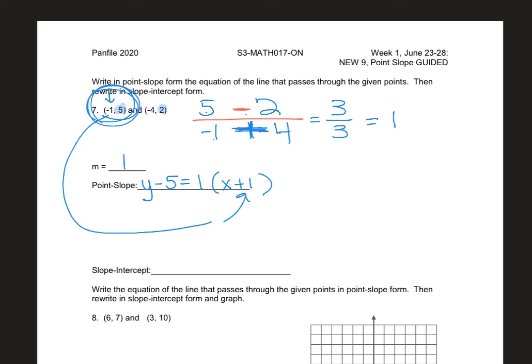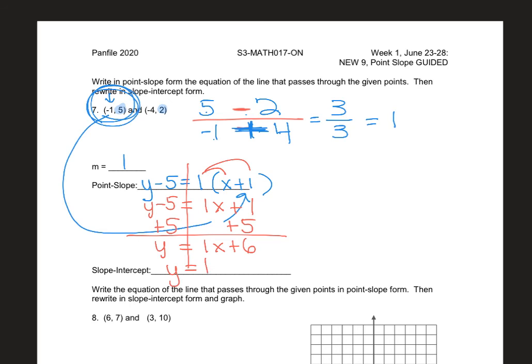In order to go to slope intercept, I'm going to distribute this out. So I have y minus 5 equals 1x plus 1, and I'm going to add 5 to both sides, and I get y equals 1x plus 6, and that is my slope intercept.